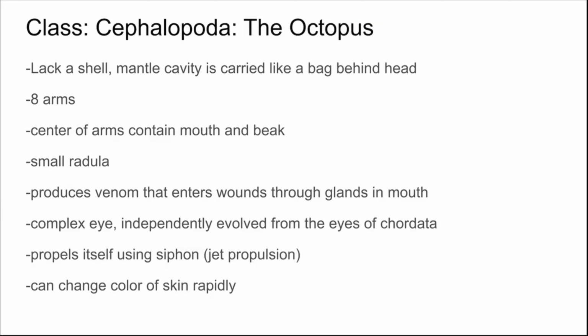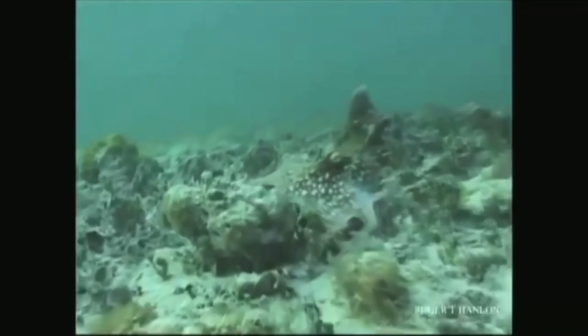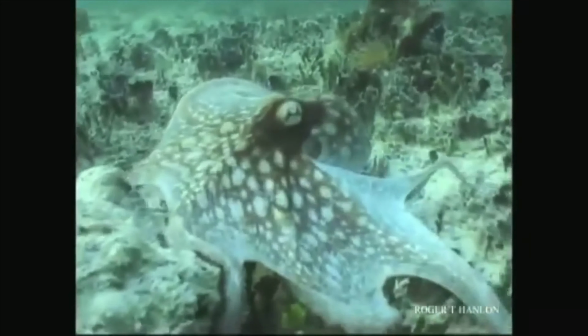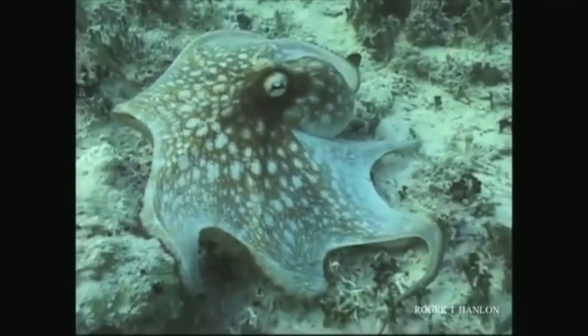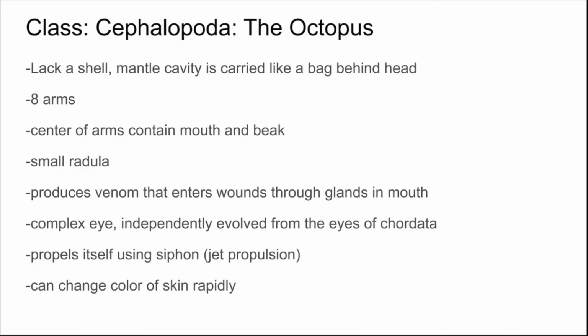The octopus lacks a shell. The mantle cavity is carried like a bag behind its head. They have 8 arms, and in the center of their arms they have a mouth and a beak. They have a small radula. They also produce venom that enters wounds through glands in the mouth. Their eye is very complex and looks very similar to our eye, but it evolved independently from our eyes.